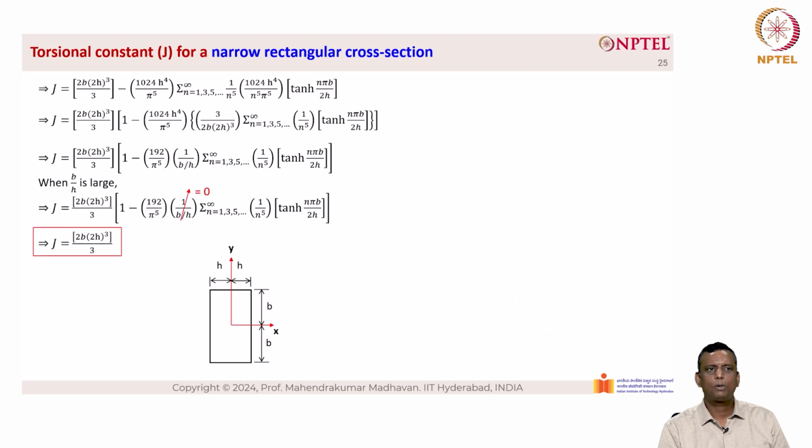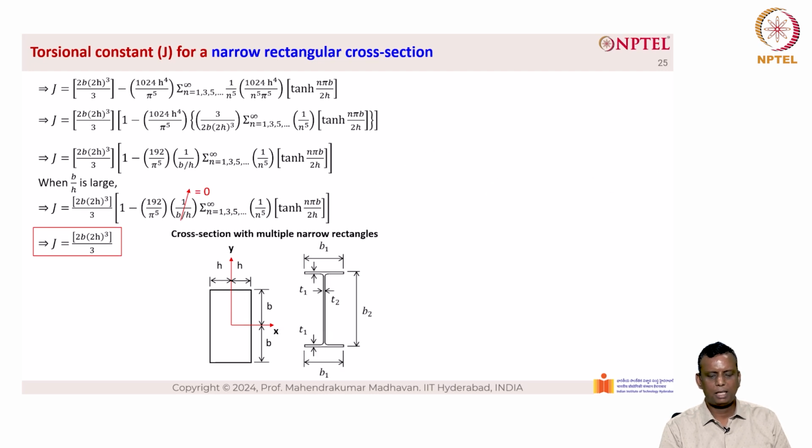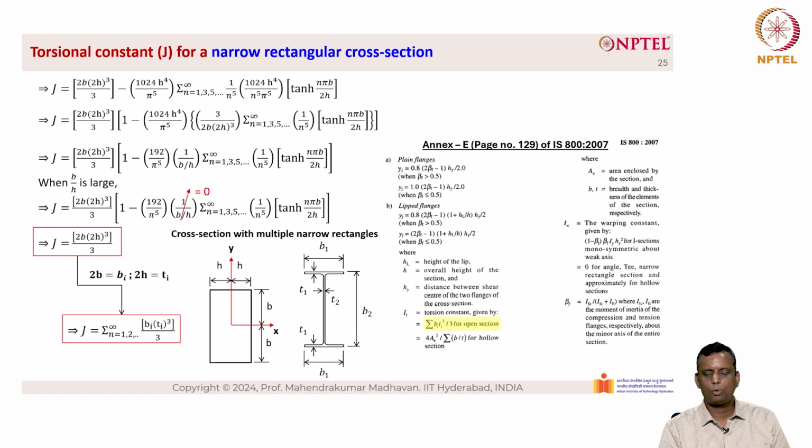So for thin narrow rectangular cross sections, J equal to 1/3 into 2b into 2h the whole cube. Therefore, for cross sections with multiple narrow rectangles, we can simply apply this formula, not only for rectangular cross sections but also for I sections, as you can see from the picture on the right hand side. So we have an I section where the width of the flange is b1, thickness of the flange is t1, and the depth of the web is b2 and the thickness of the web is t2, so on and so forth. So this is very similar to what is given in Annexure E, page 129 of IS 800.